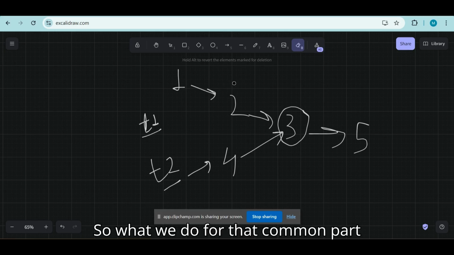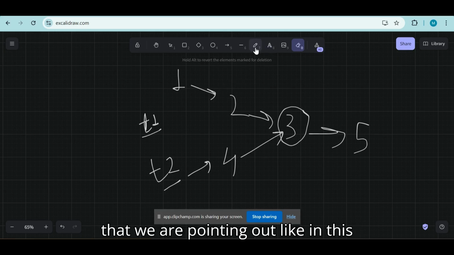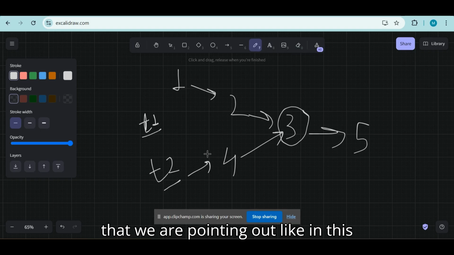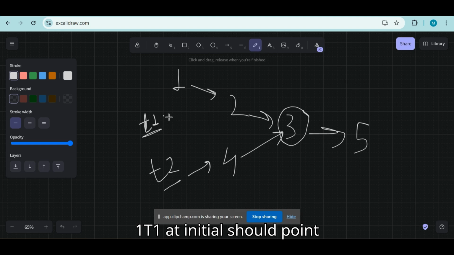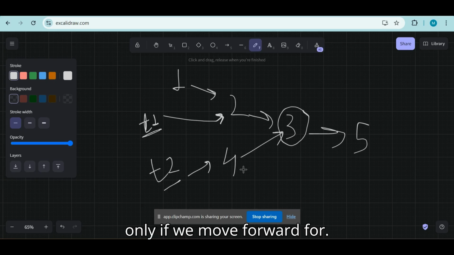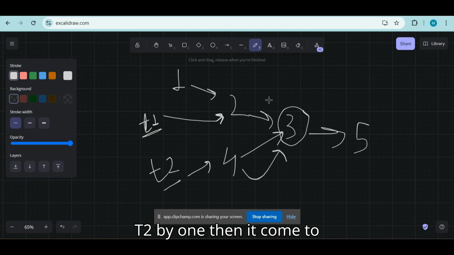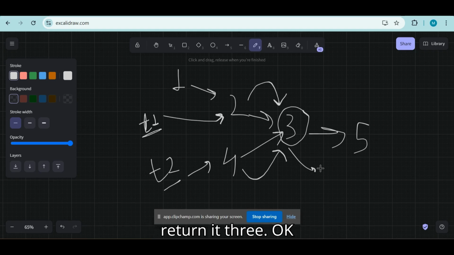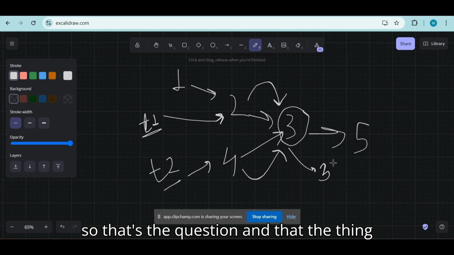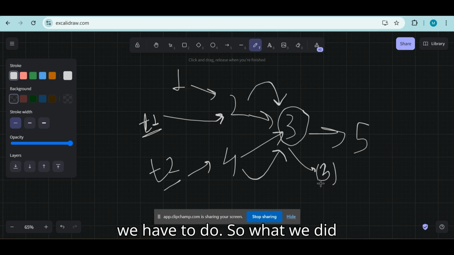Okay, so for that common part that we are pointing out, in this t1 initially should not point to 1, t1 initially should point to 2, because in their direction, if we move forward t2 by 1, then it comes to 3, and t1 by 1, then it comes to 3. We meet a value that is common, so we return 3. Okay, so that's the question and that's the thing we have to do.